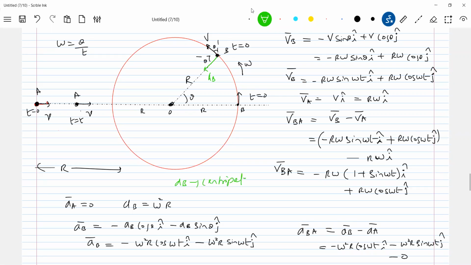This is due to what? Due to change in direction of motion. Just be alert, all of you. What is AB? AB is not something which will increase the speed of the particle. After some time when the particle is here, again AB will be like this.